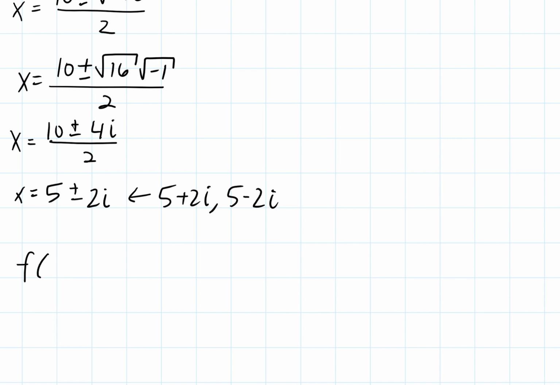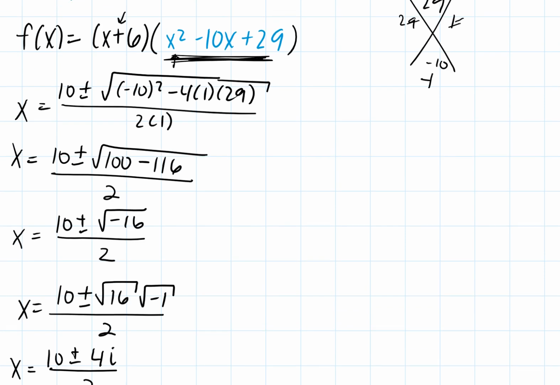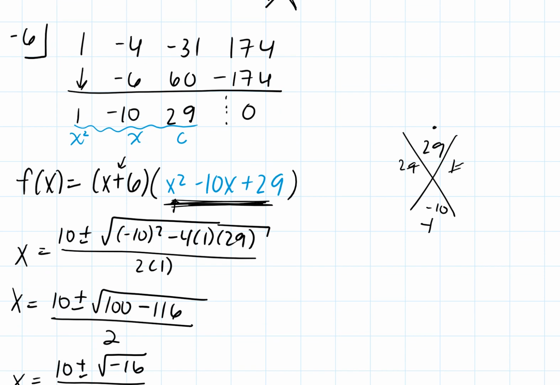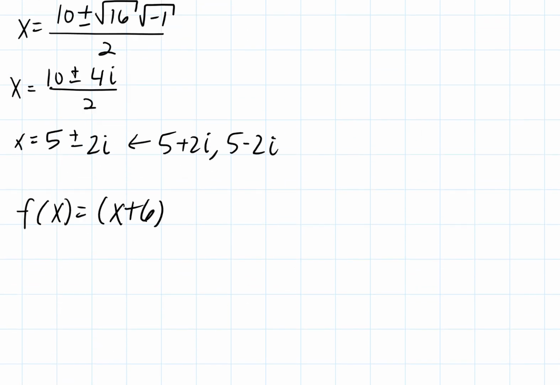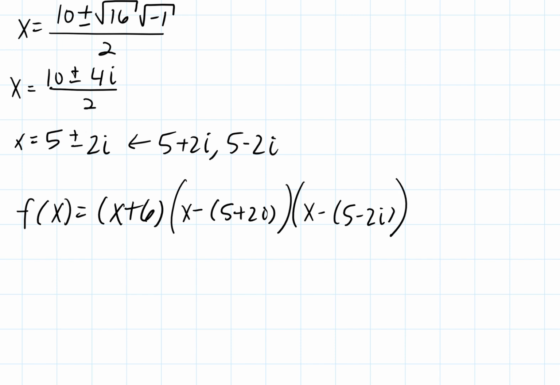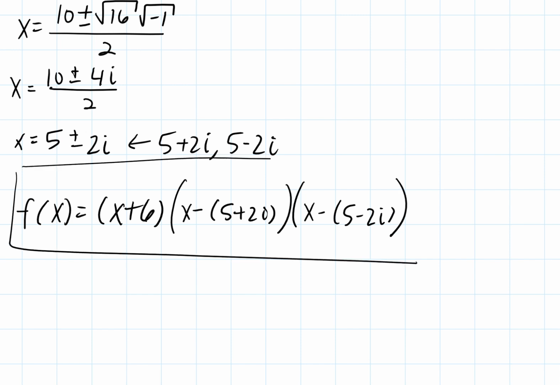So we can write our function f of x as x plus 6. We figured that factor out long ago. And then we'll break down this quadratic factor into x minus 5 plus 2i and x minus 5 minus 2i. It looks a little cumbersome, but this is the function in fully factored form because these factors are all linear. They all have x with the exponent 1.